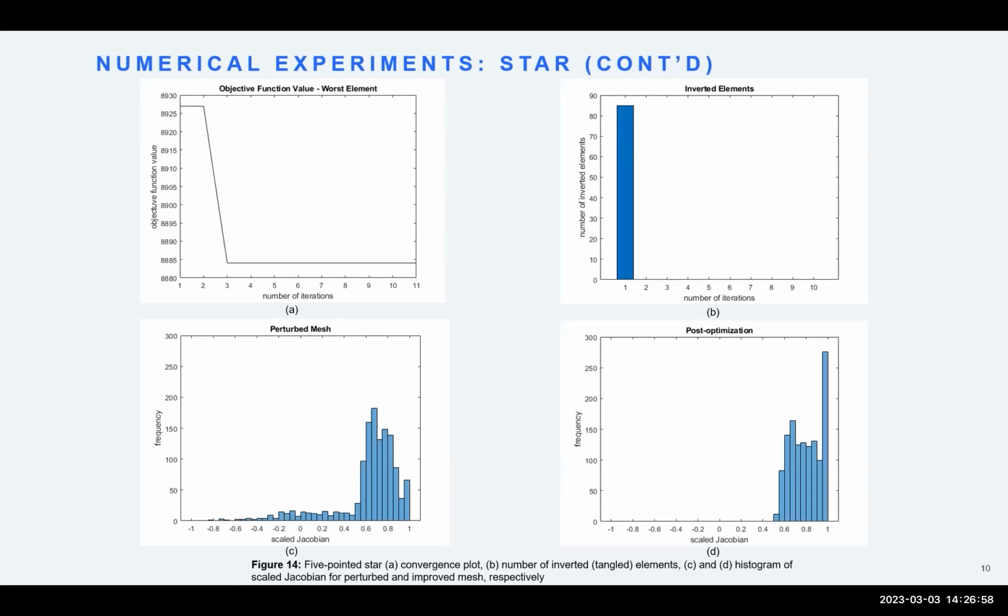Second one shows the number of inverted elements, number of elements that are tangled. So after the first pass, we don't have any tangled elements. The two bottom plots are histograms that are showing the number of inverted elements before and after optimization. So the bottom left one is before optimization. On the negative side of this histogram are the number of inverted elements. On the right side, the positive values are the number of non-inverted elements. After optimization, you see that we don't have any more inverted elements or tangled elements.